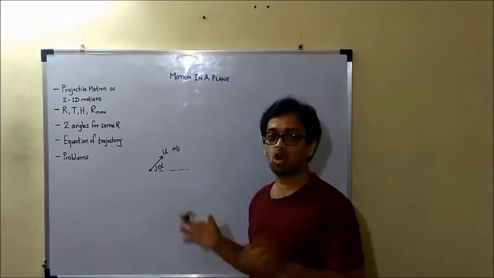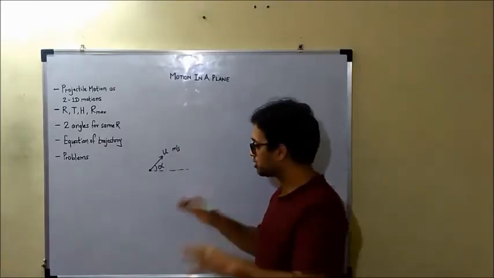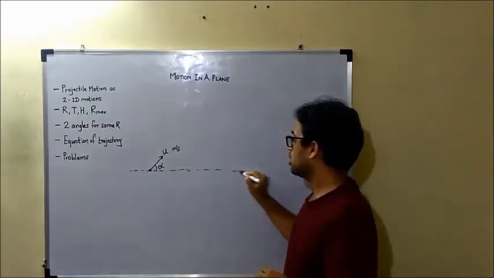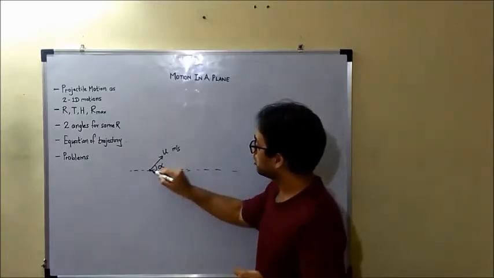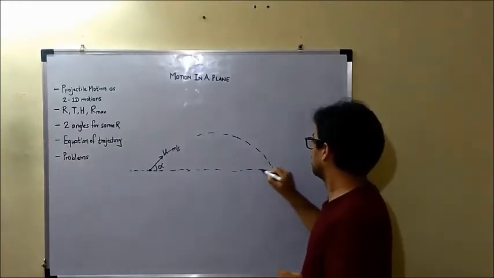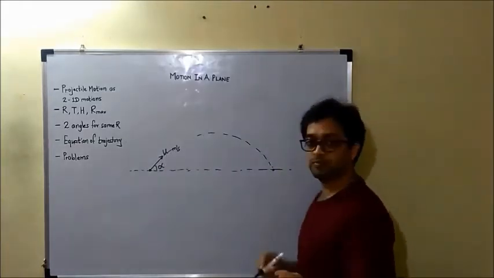But let us not bring all the variations all at once. Let us first assume for simplicity that the ball is already on the ground and it is thrown from the ground with this speed and this angle. Then where does it fall? It will fall somewhere here.